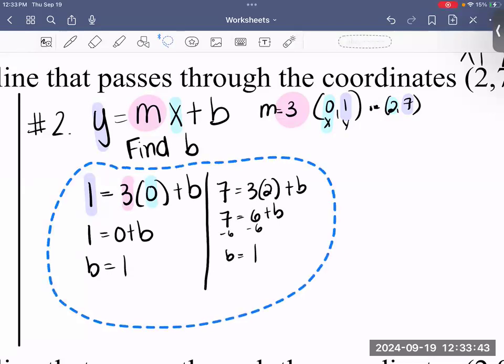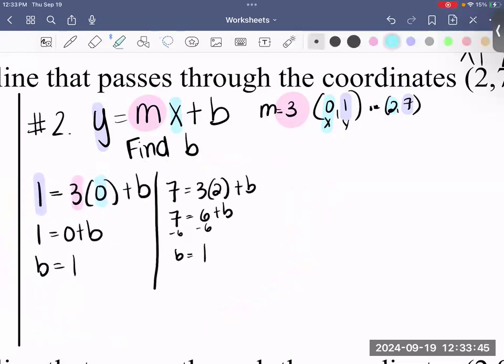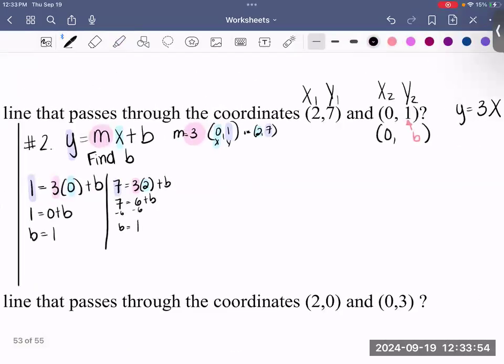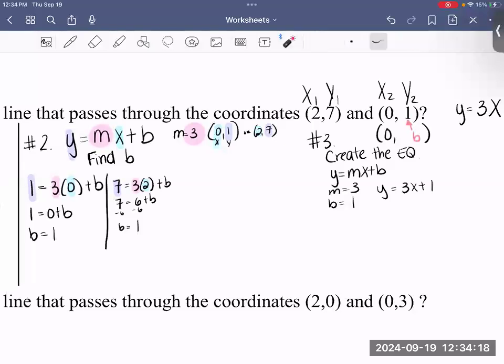Once you find your y-intercept, the last thing that we're going to do, step 3, is to create the equation. So we have y equals mx plus b. We have m to be 3. We have b to be 1. y is equal to 3x plus 1. We do not need to use your x and your y here because they stand for variables. We can pick any point that we want and plug it in for the future.